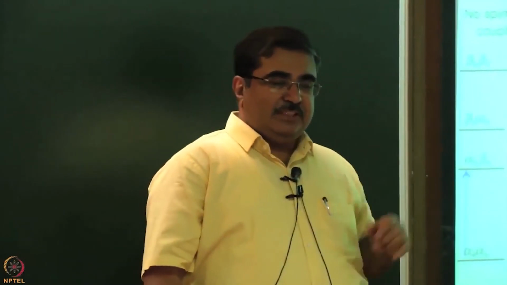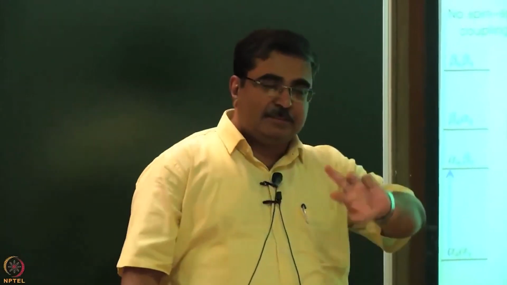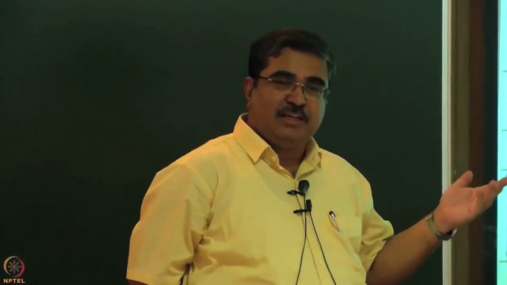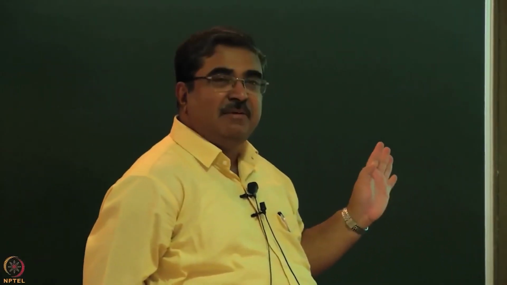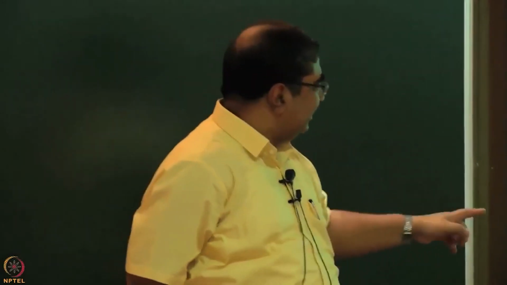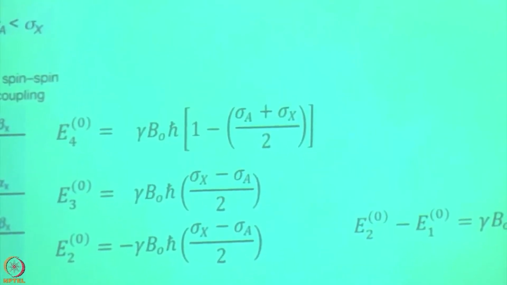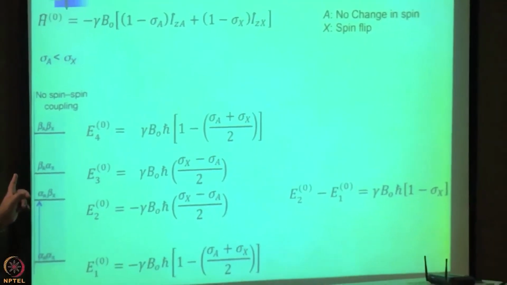So, let us do this: no change in spin for A, and for this transition there is a spin flip for X. Can you subtract E10 from E20 and tell me what you get? Is that what you get? Gamma B0 h cross multiplied by 1 minus sigma X. Do we agree that this is the energy gap for X? Alright. So, this transition is essentially associated with the characteristic resonance frequency of X.